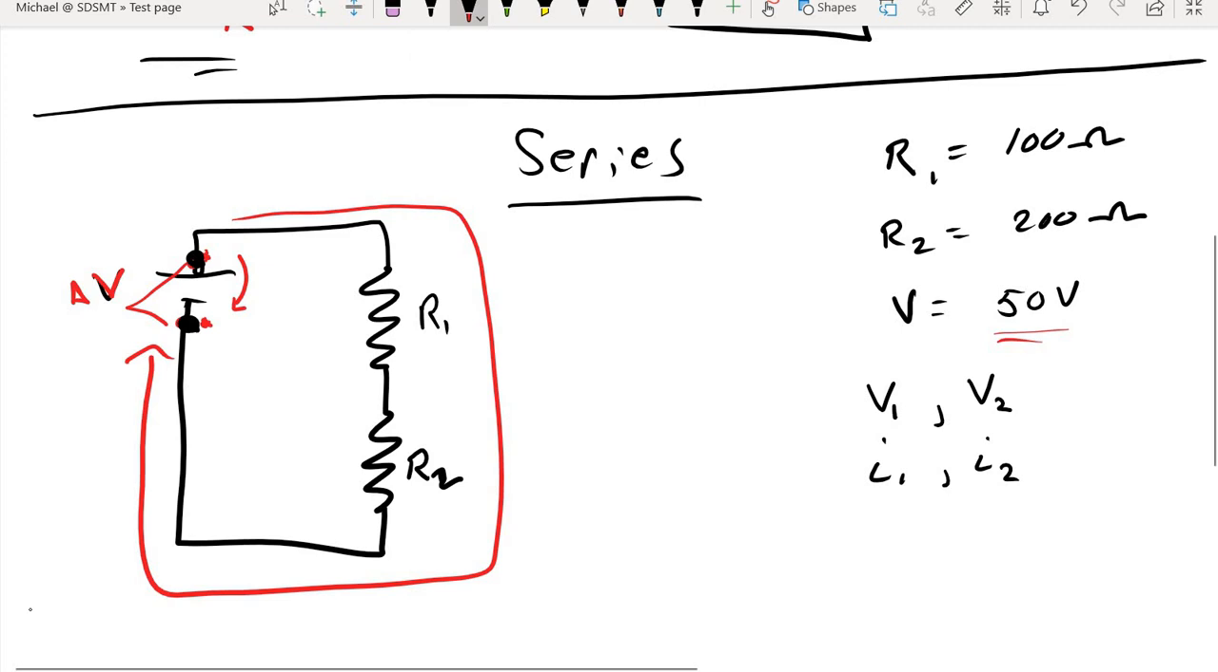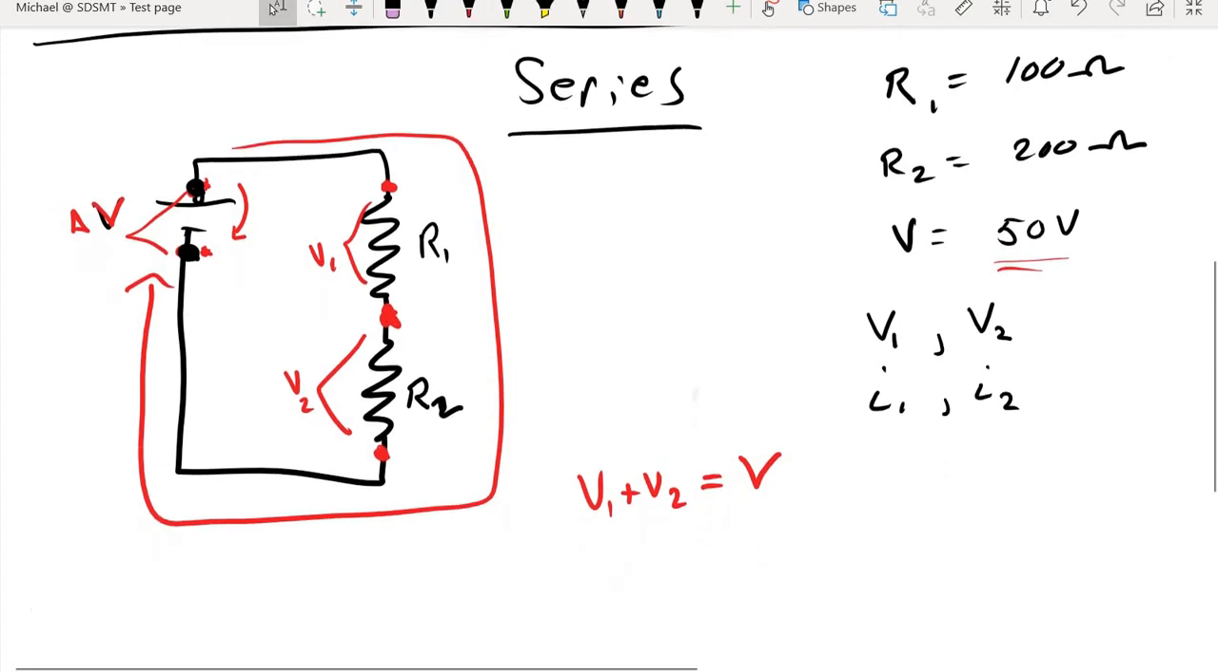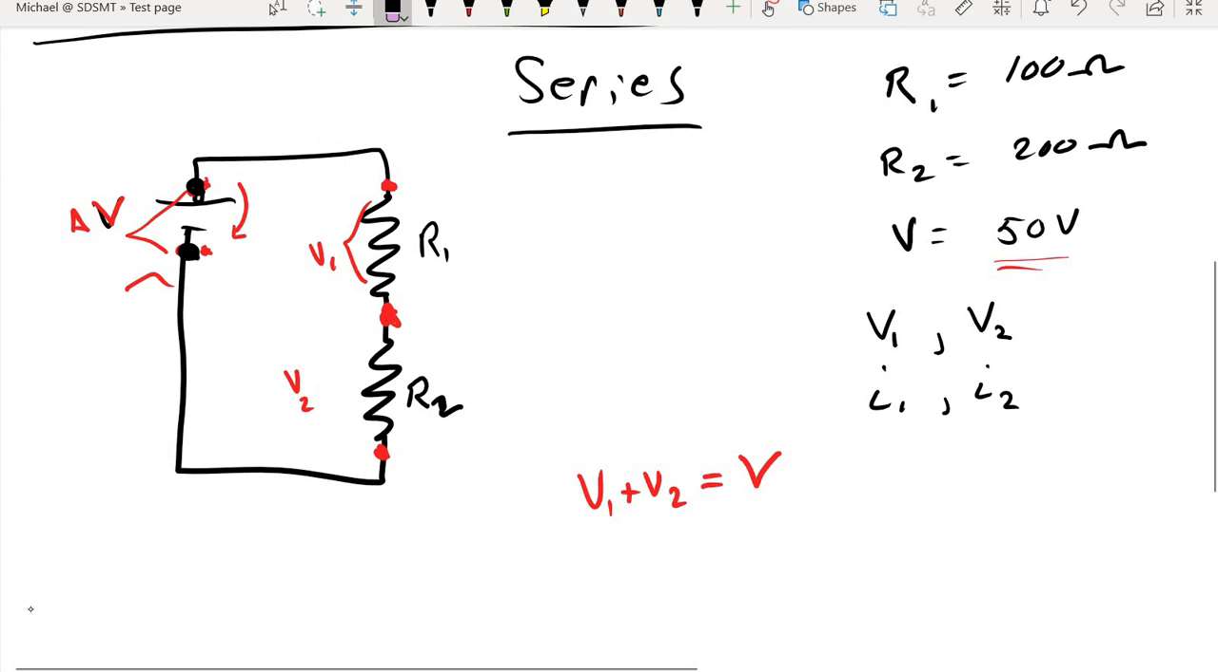That means that as we account for the potential difference across the first resistor and the potential difference across the second resistor, the combination of those two must equal the potential difference of the battery. That's going to be our first step towards figuring out this circuit problem. I'm going to clean this up a little bit. We can always add this stuff back in later if we need to.